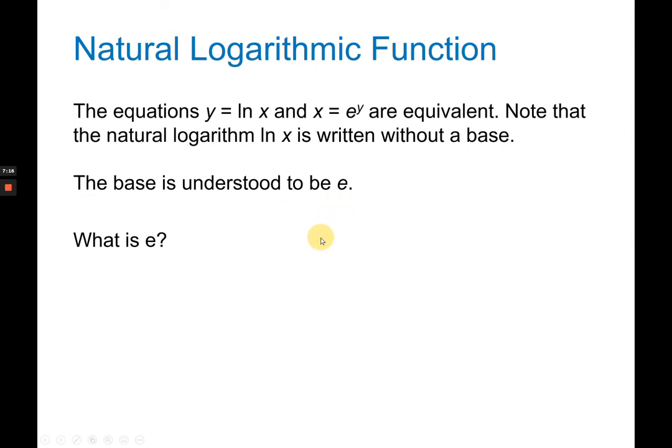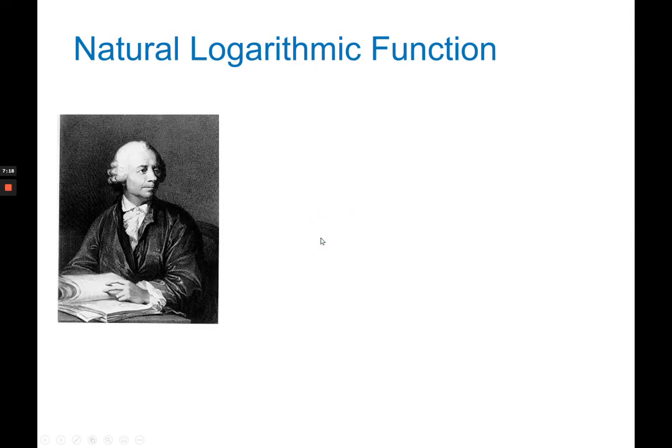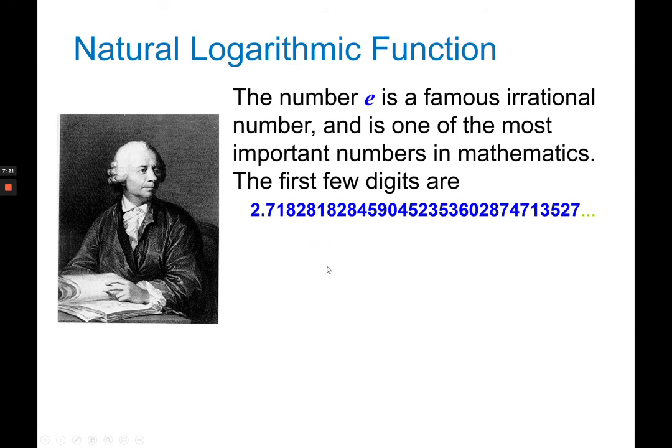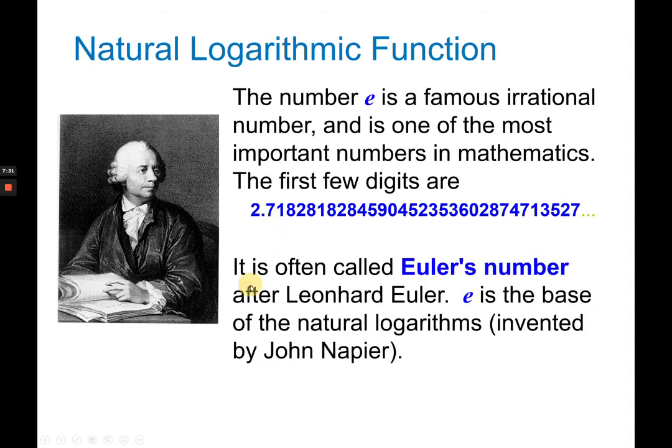But what is e? The number e is a famous irrational number and is one of the most important numbers in mathematics. The first few digits are 2.71 and so on. It is often called Euler's number, after Leonhard Euler. e is the base of the natural logarithm invented by John Napier.